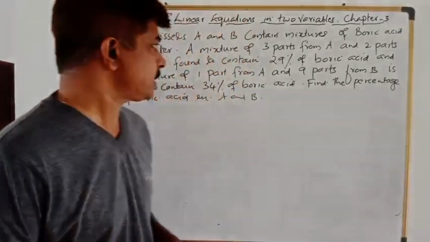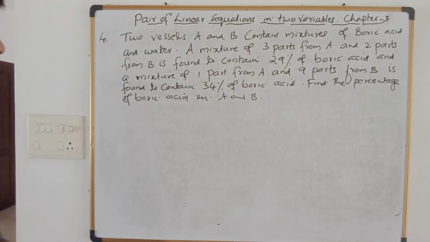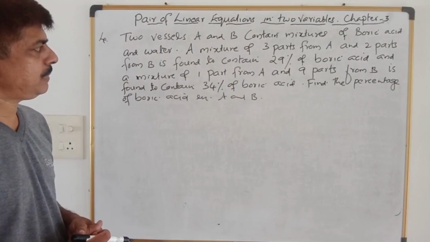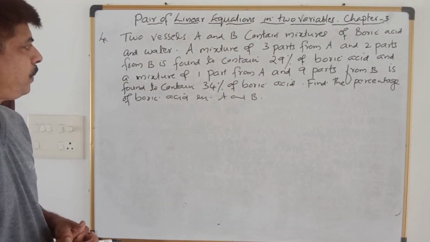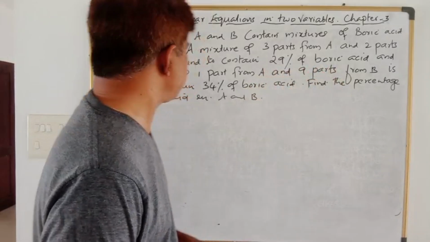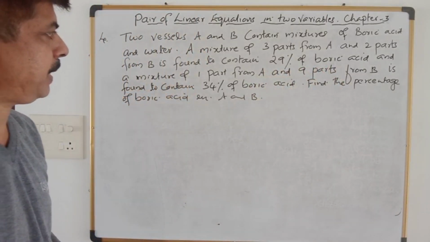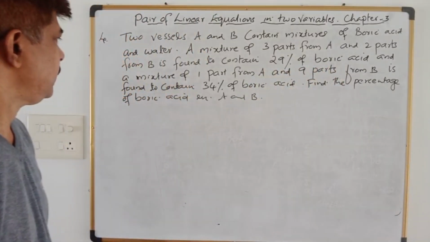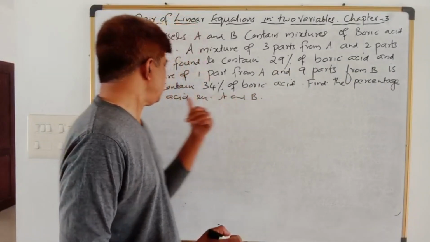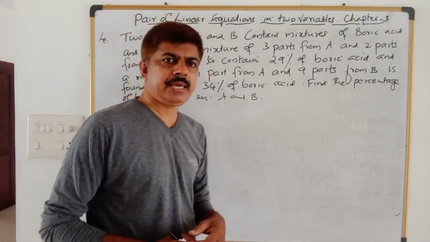Okay, now let us discuss the fourth question. Two vessels A and B contain mixtures of boric acid and water. A mixture of 3 parts from A and 2 parts from B is found to contain 29% of boric acid, and a mixture of 1 part from A and 9 parts from B is found to contain 34% boric acid. Find the percentage of boric acid in A and B.